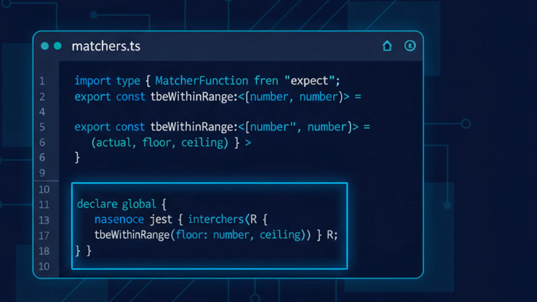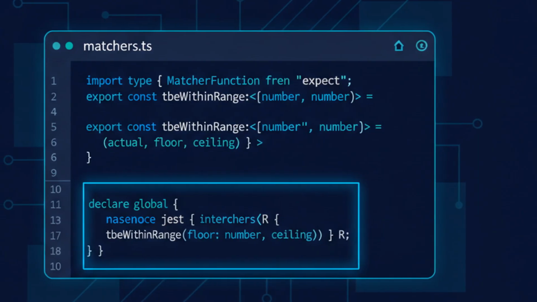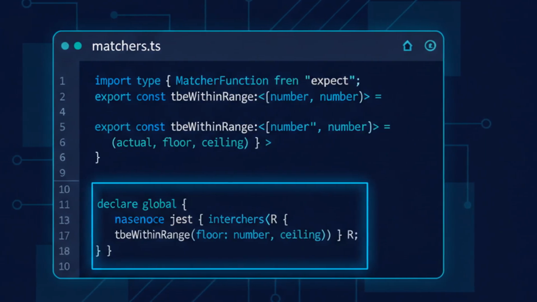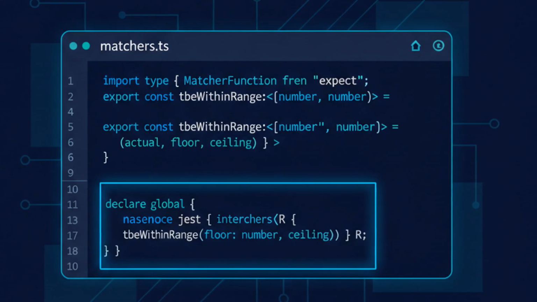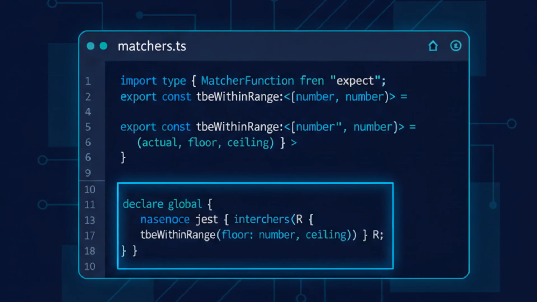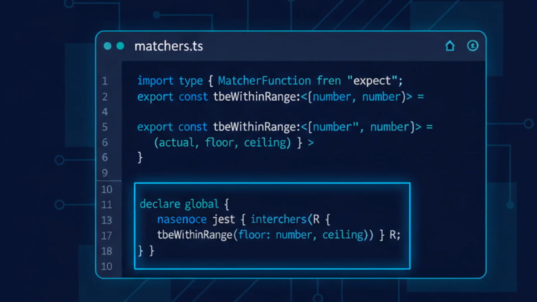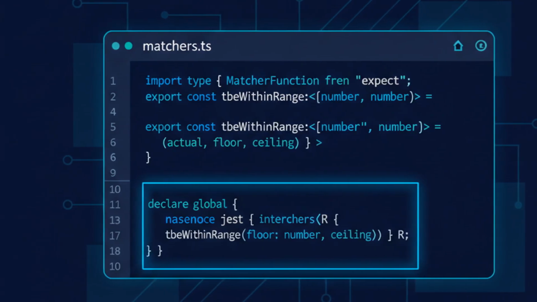Custom matchers are powerful, but in TypeScript you must augment the matcher interface or your new matcher won't be visible and won't be typed. Here we add a toBeWithinRange matcher. The expect.extend call registers it at runtime, and the declare module block augments jest's matchers interface, so expect(x).toBeWithinRange compiles. Skip the augmentation and you're back to red squiggles.